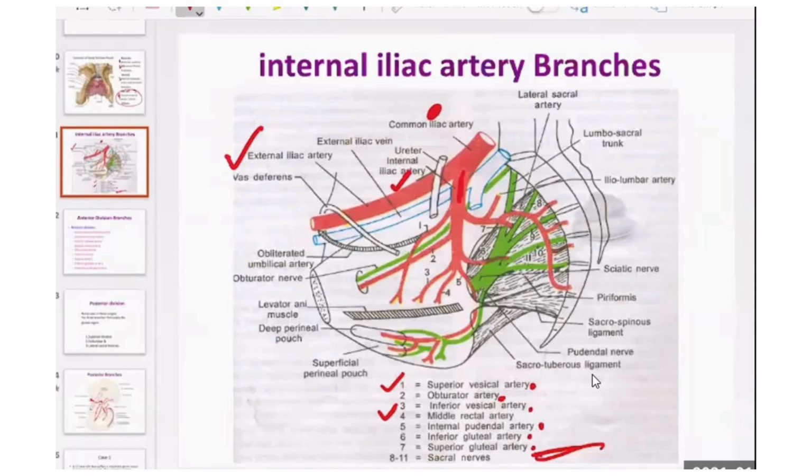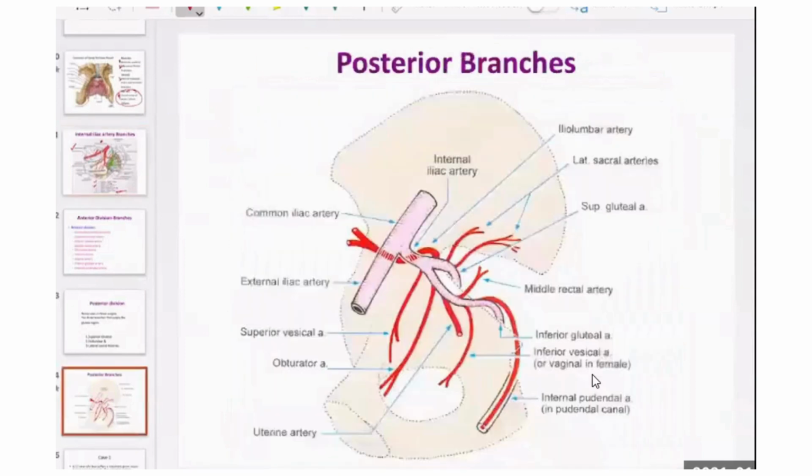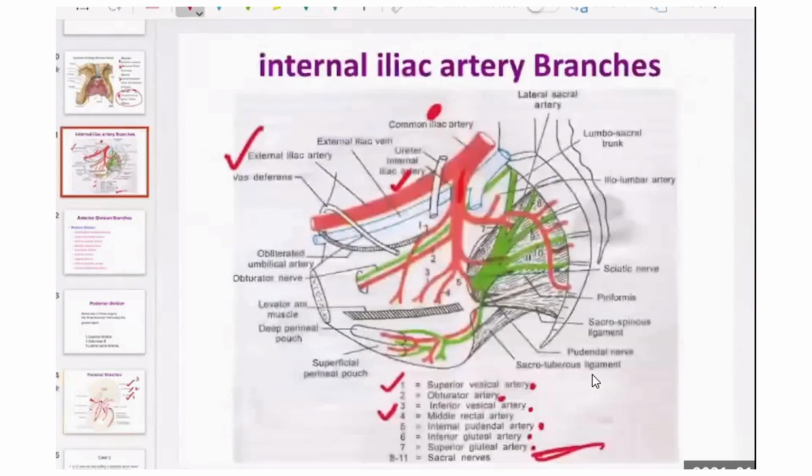The posterior division gives off the iliolumbar artery, superior gluteal artery, and lateral sacral artery. These are the branches of the posterior division of the internal iliac artery. So anteriorly, how many branches? 7 branches. Posteriorly, 3 branches. So this is how to remember.